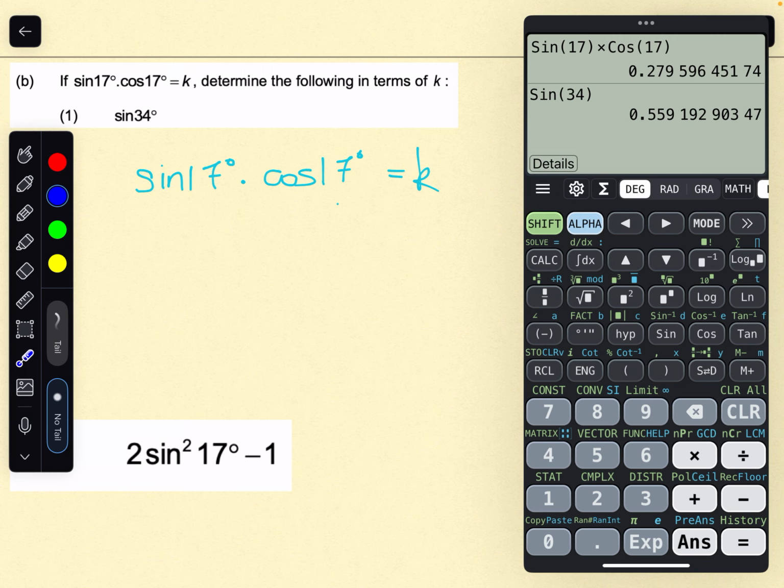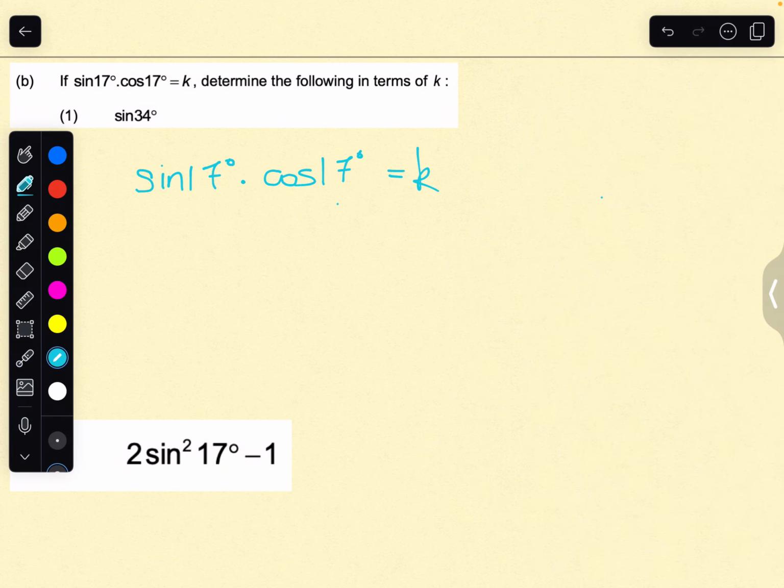So you could divide. I should have stored the answers actually. Anyway, fine. I'm going to divide it by k, which is sine of 17 times cos of 17, and we then see that sine 34 is twice k. So you could say sine 34 is equal to 2k. I don't know if that's an acceptable way to do the question. I think it is, if they haven't explicitly said don't use a calculator. Anyway, let's do it the beautiful way.